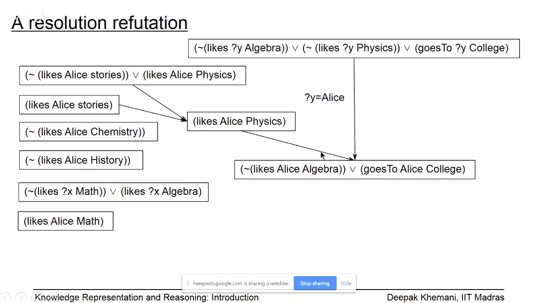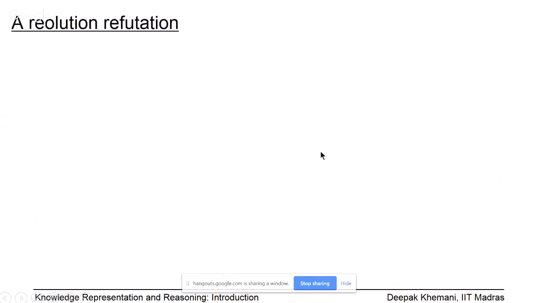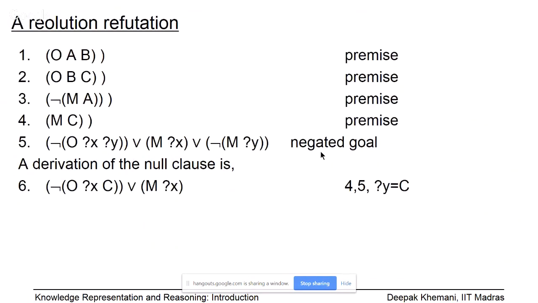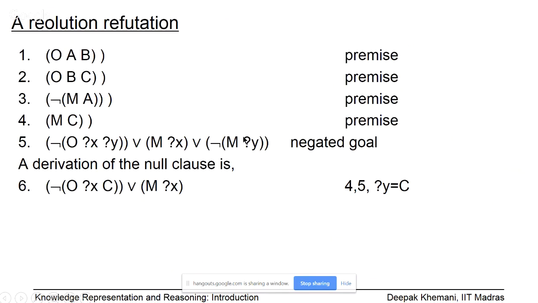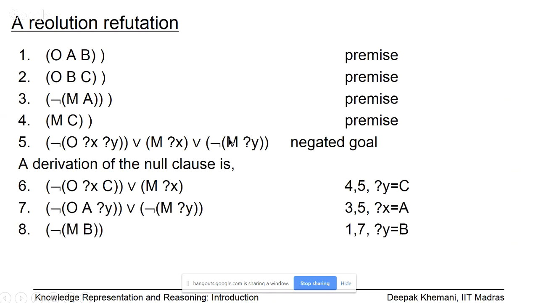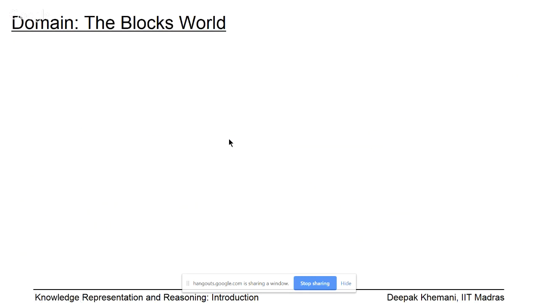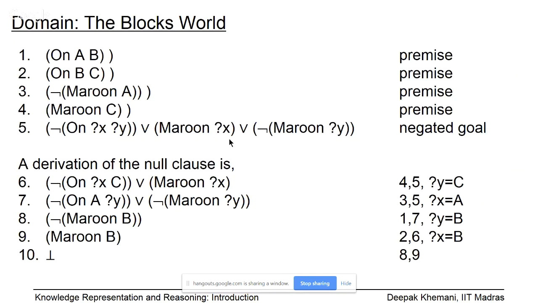And what is more important is that for the problem that I just discussed, which is this problem of answering this existential query, the resolution method is complete. First we convert everything into clause form. So we have all these four statements that were given to us, and then we have the negation of the query converted into a clause form, and then we can do a derivation of the null clause as follows.